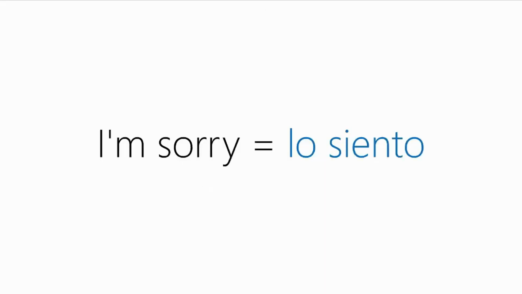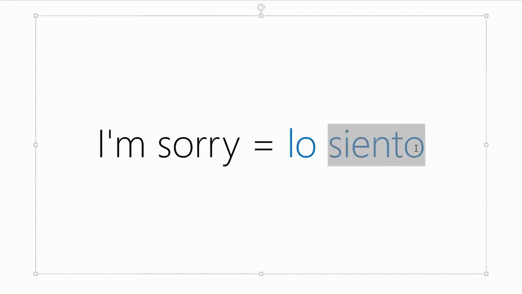To say I'm sorry in Spanish is lo siento. And this is actually a verb. Siento means I feel. Again, we have the o at the end indicating the I, okay? And it is lo. So lo siento means I feel it. I feel it is how you say I'm sorry in Spanish. I feel it. Lo siento. Try to say it for yourself. I'm sorry. Lo siento.